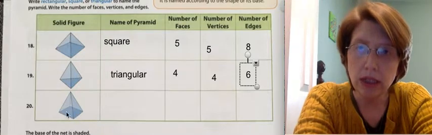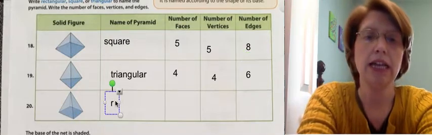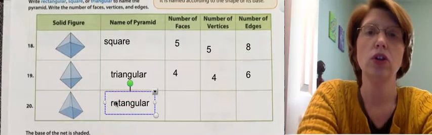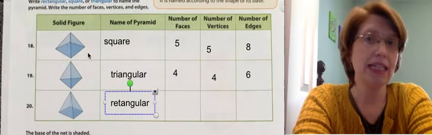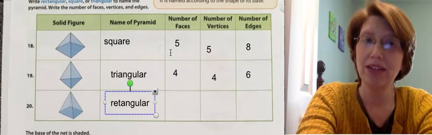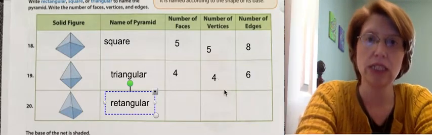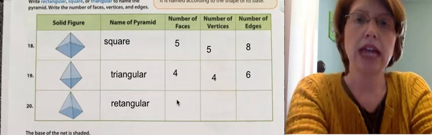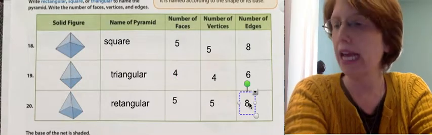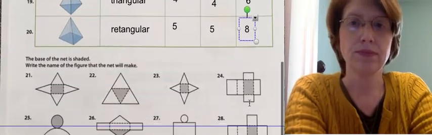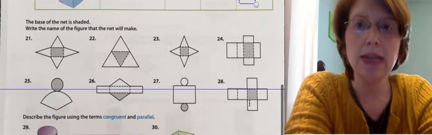Now this one, that's not a square, but it is a rectangular base. So it's going to be the same as this because they're going to have the same amount of sides even though the rectangle is a little bit longer. So it's going to have 5 faces, 5 vertices, and 8 edges. Okay, let's name the nets again.